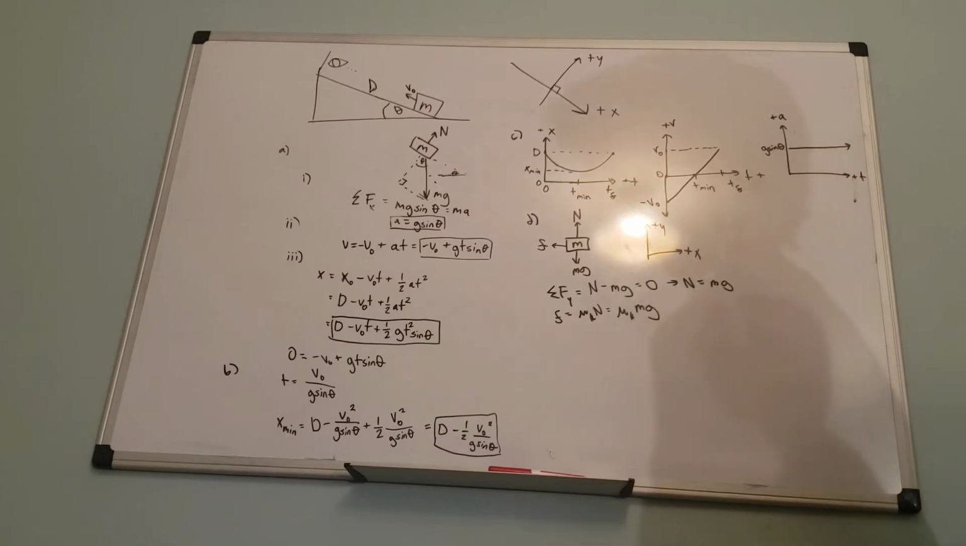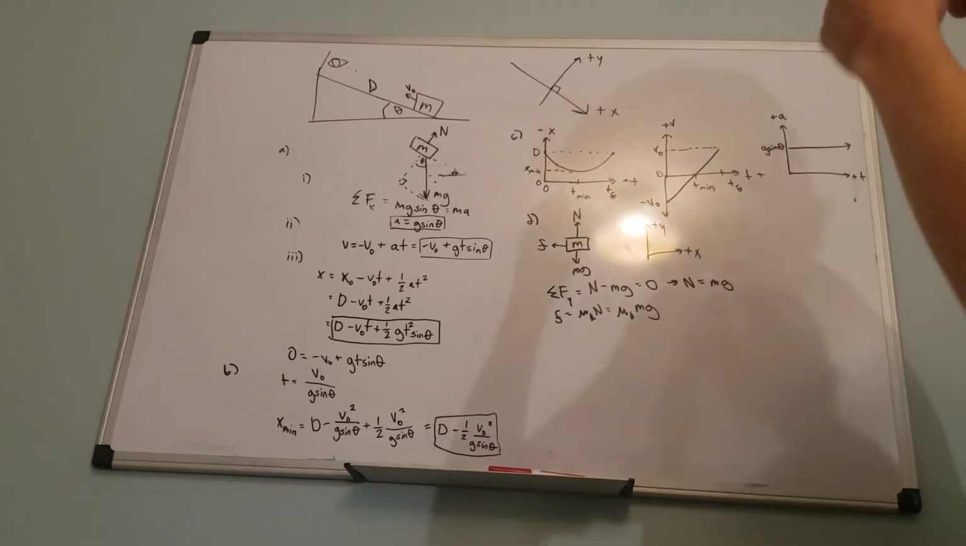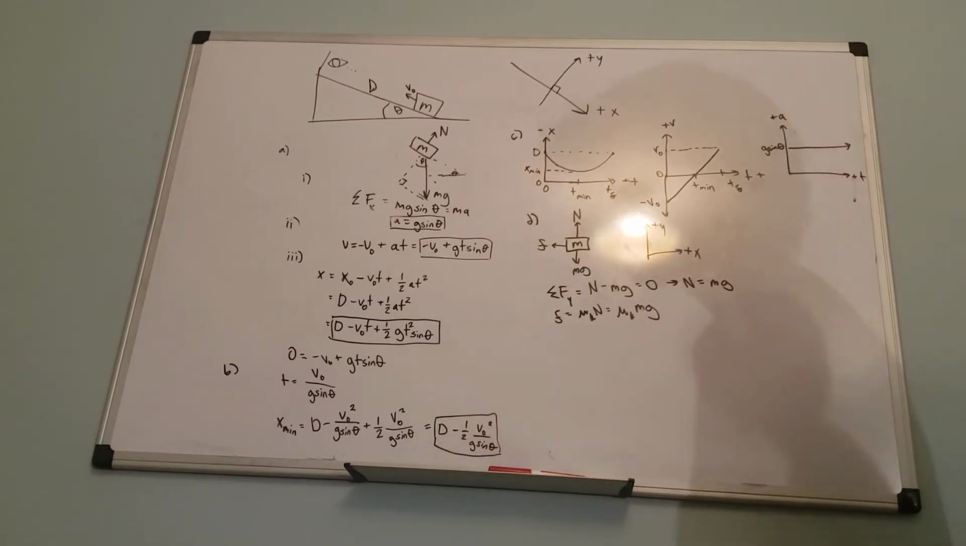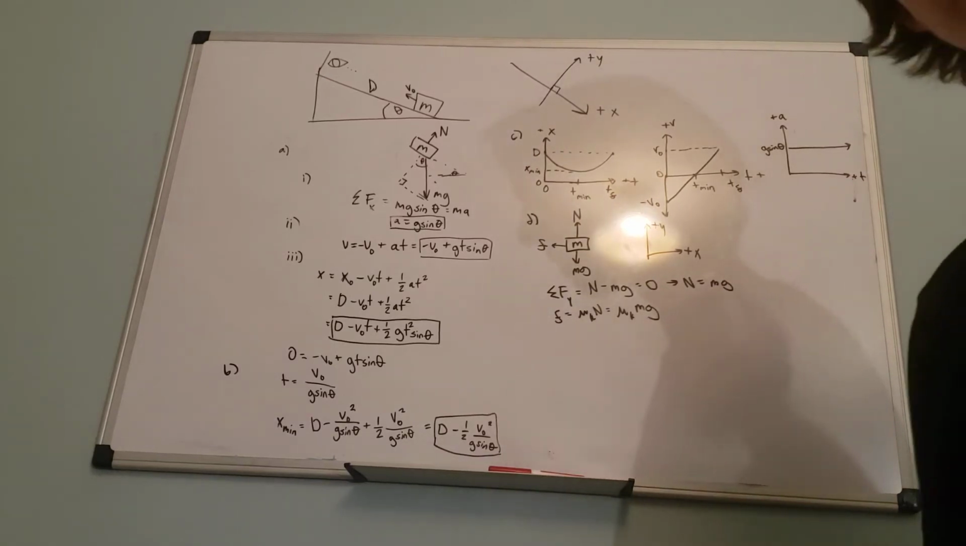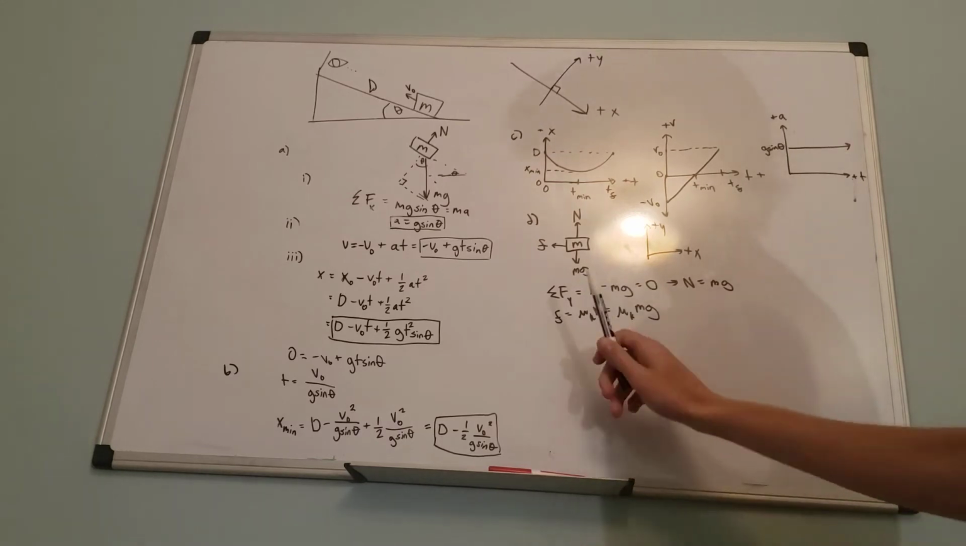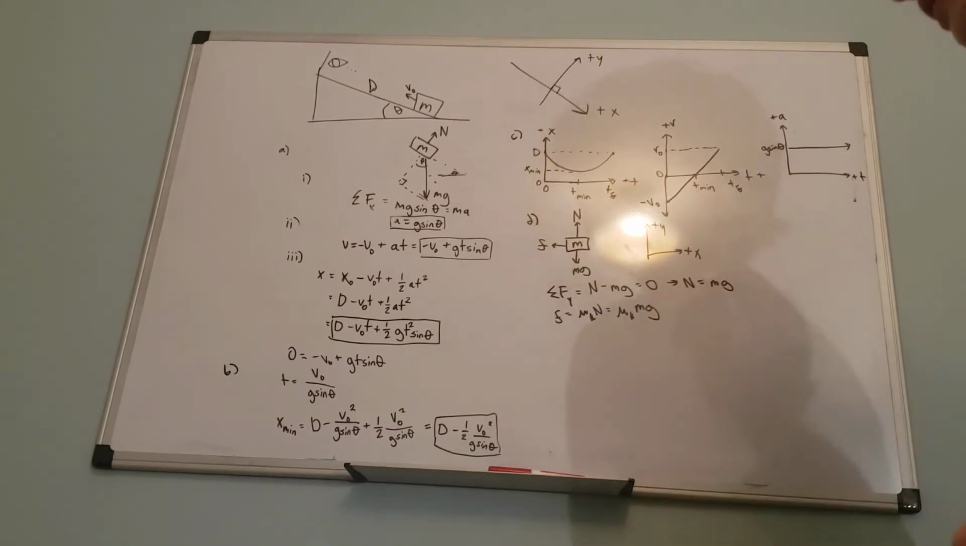So now we're basically asked to find the distance the block slides along the ground before it reaches a stop. So in this case, I'm going to use energy equations, because that way I get to use my friction conveniently.